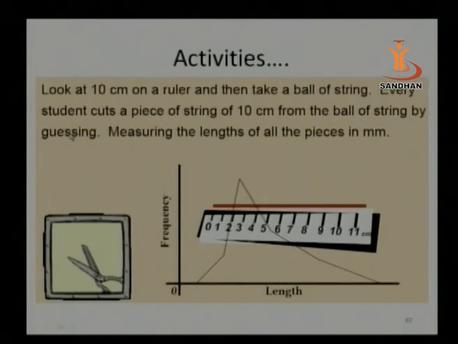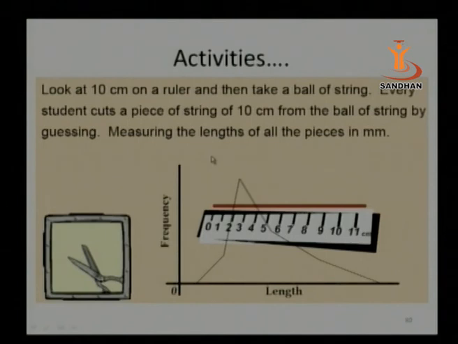Now, activities. Friends, just try to utilize your knowledge, whatever you have studied, and try to work with real data. For that, there are two activities. Look at 10 centimeters on a ruler and then take a ball of string. Every student cuts a piece of string of 10 centimeters from the ball of string by guessing, without using a scale, right? Then measure the length of all the pieces in mm.